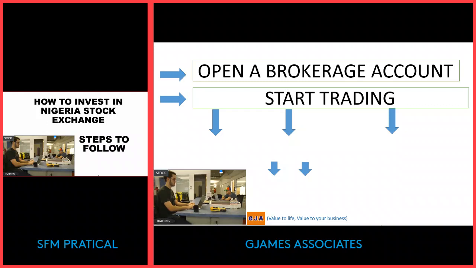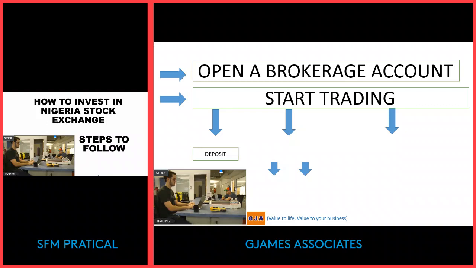Now that you've opened an account, you need to start trading. But when we just say start trading, it does not mean that you just go and start trading. There are some things that you need to do and some things that you need to know. So what are the things? As you want to trade, you need to fund the account that you've opened.